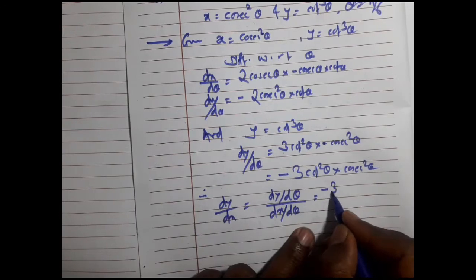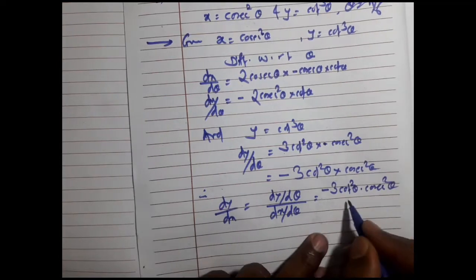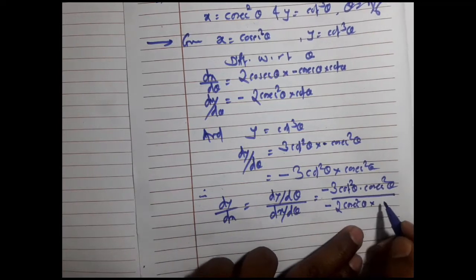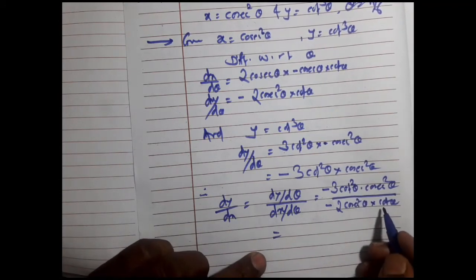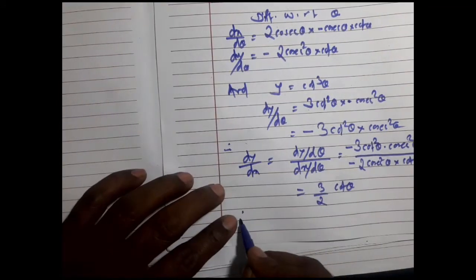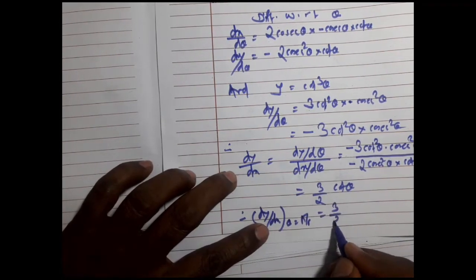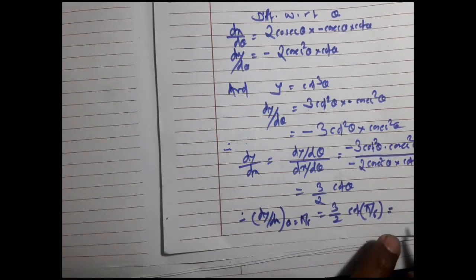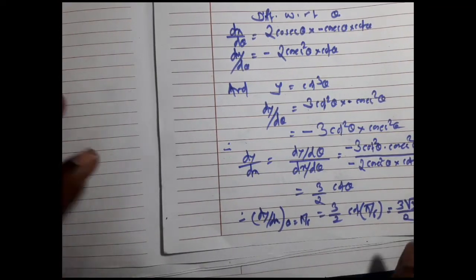This is equal to minus 3 cot square theta into cosec square theta divided by minus 2 cosec square theta into cot theta, and this is cosec square cancel, 1 cot cancel, so 3 by 2 cot theta. Therefore, dy by dx at theta is equal to pi by 6 is 3 by 2 cot pi by 6, and value of cot pi by 6 is root 3. So this is the final answer.